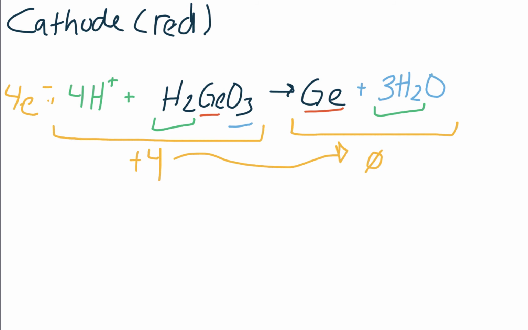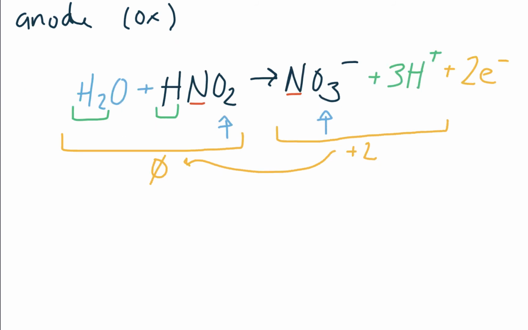Now at this point, you can always stop and check your work. Remember, reduction means we're gaining electrons. So we should have the electrons on the reactant side, which we do, so that's good. When we look at the anode, we're oxidizing, which means we're losing electrons. So those should be on the product side. They are, so that's good.